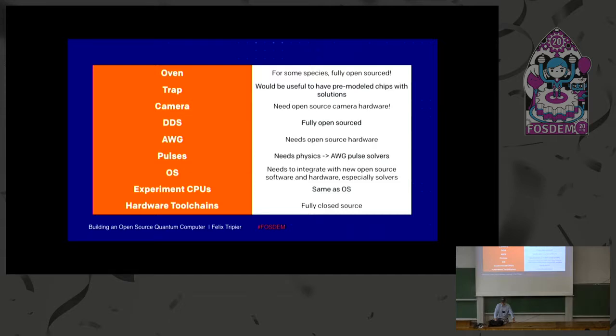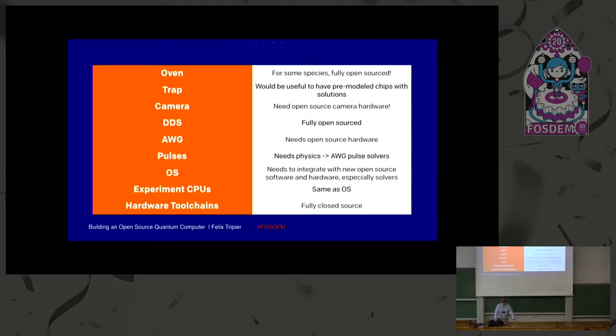For the operating system, all of the new physics software or quantum hardware that we use would need to integrate with the operating system. So the ones we talked about would need to be extended, or a new one would need to be written. And then for experiment CPUs, same thing. Experiment CPUs are very tightly connected with hardware. They communicate directly with DDSs, things like that, with electronic components.